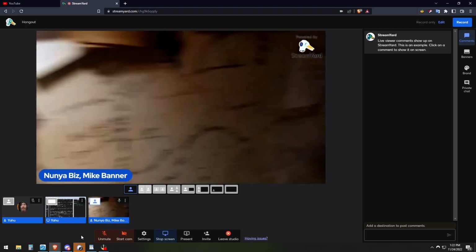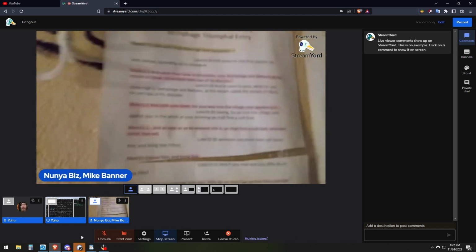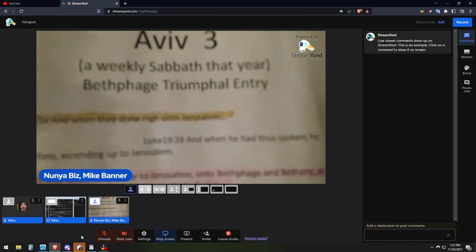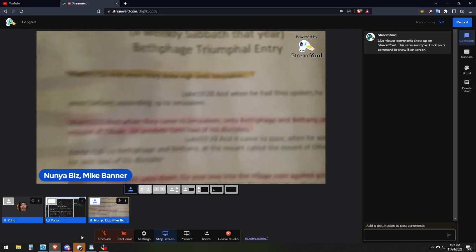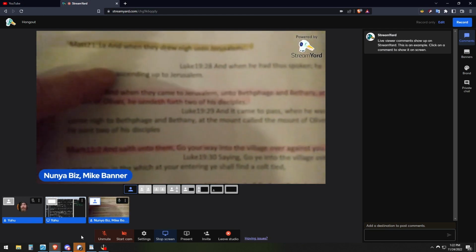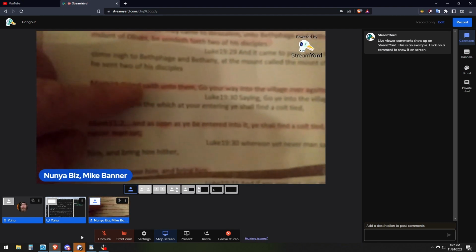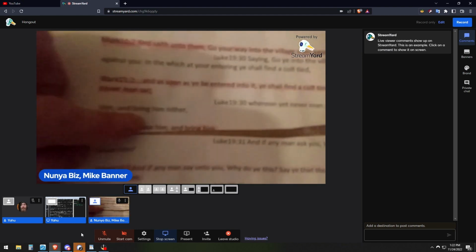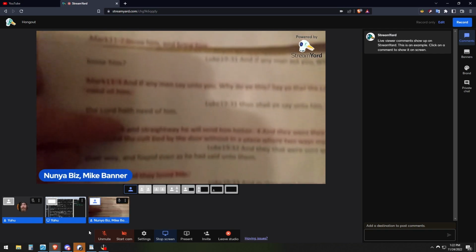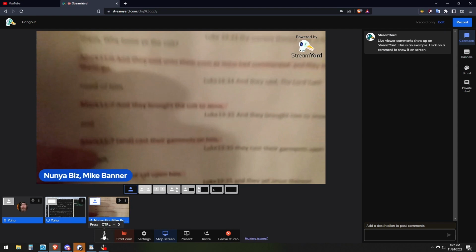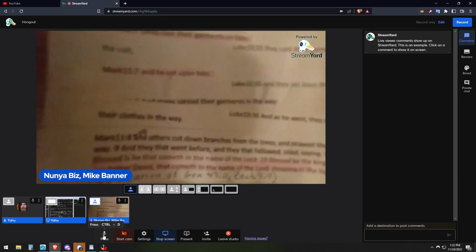When I tried to, I don't even know if you'll see this, but when I did it day by day, like this is what happened on Aviv 3, the Bethphage triumphal entry, and I had Mark and Luke. Mark is in red, Luke is in black. It's the exact same words. Well, I mean, a very, really slight variant. Yeah. I like how you put this together. This is great.